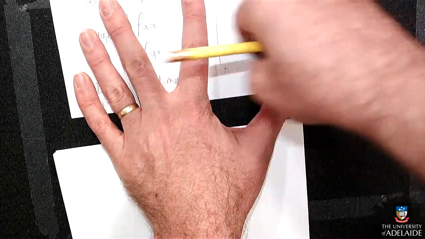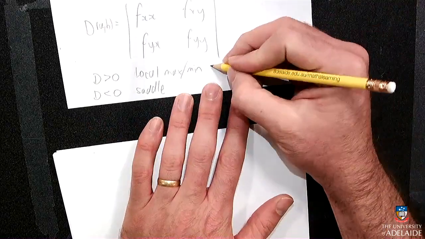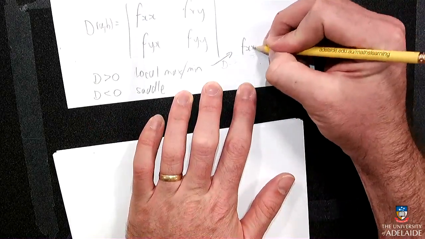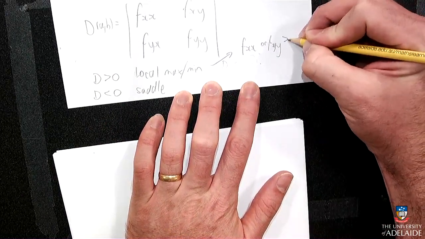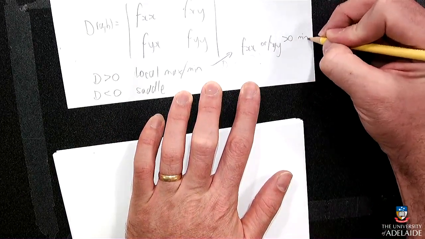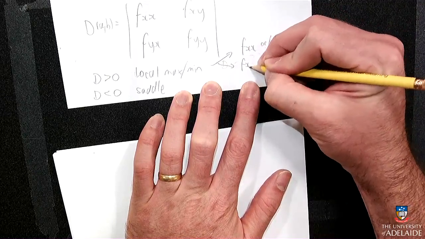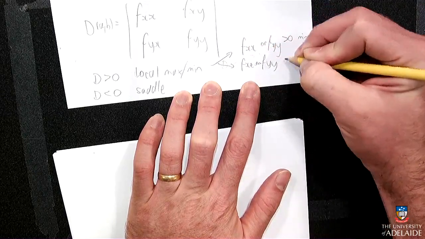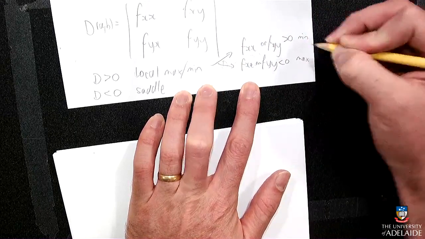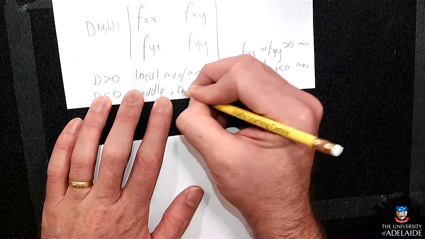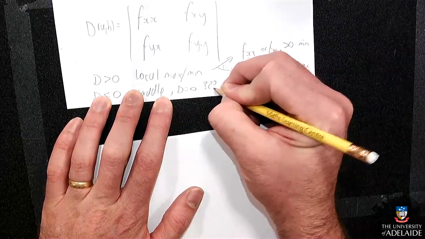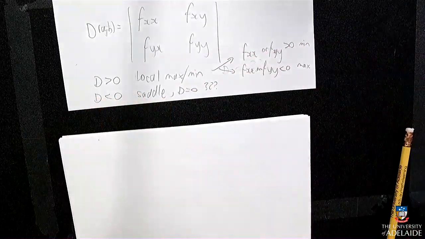So I'm just going to change that here. So for this one, if f_xx or f_yy is positive, then it will be a minimum. And if f_xx or f_yy is negative, it'll be a maximum. And if D equals 0, we don't know. So I'm going to rewrite that as a table in a second.